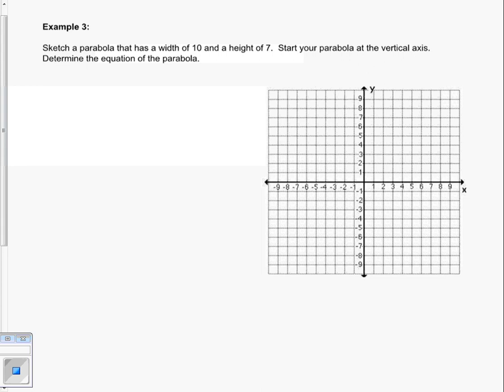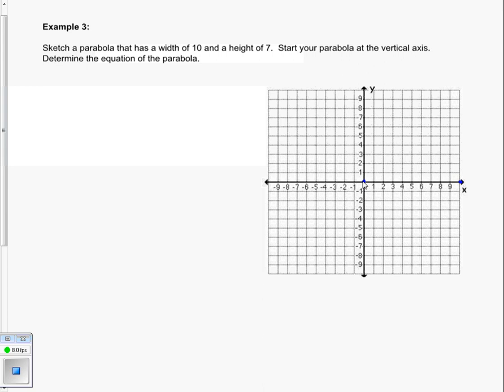The final example that we'll take a look at is we're asked to sketch a parabola that has a width of 10 units and a height of 7 units. Okay, so we want to start our parabola at the vertical axis. So if we're starting our parabola at the vertical axis, we know that it's going to start here at 0, 0. Okay, and we know that it has a width of 10 units, so 10 units is all the way out here. Okay, and it has a height of 7 units.